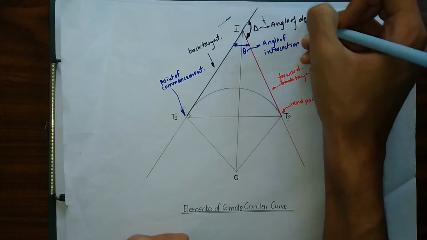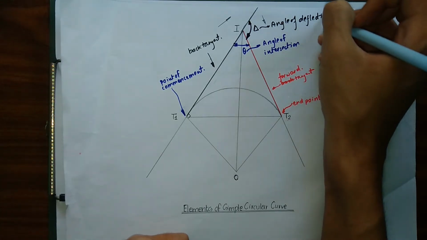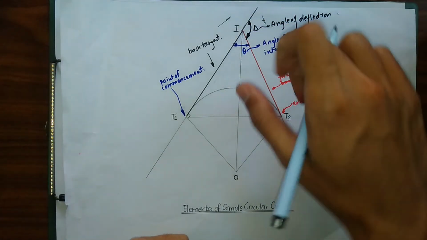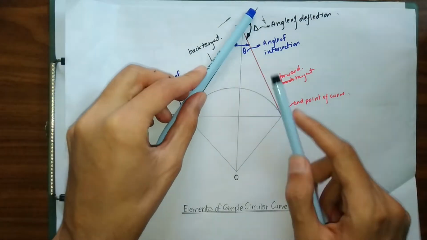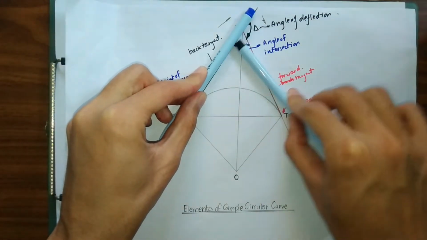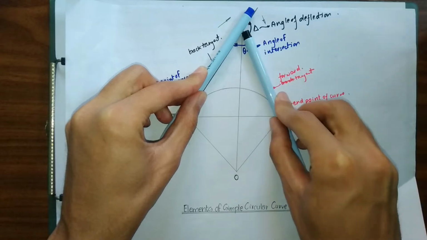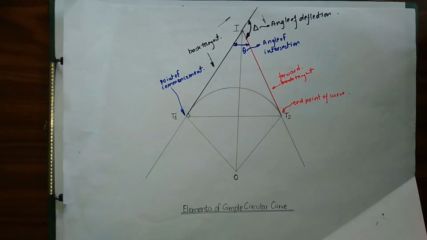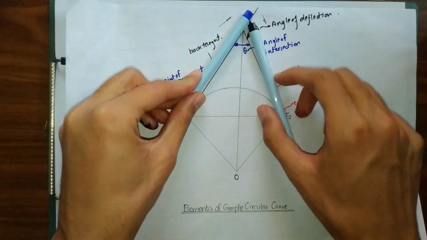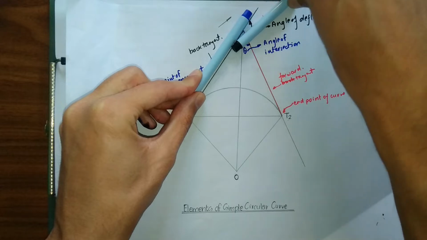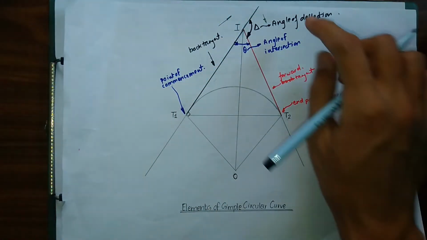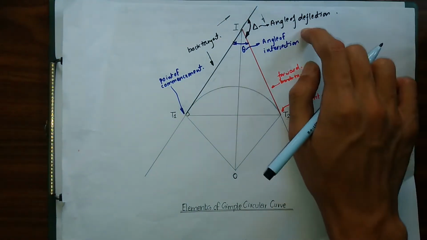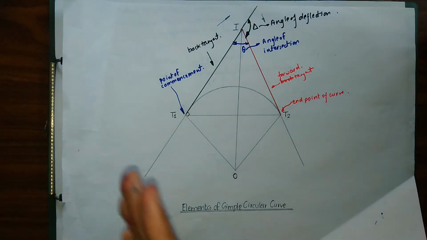As per our definition, it is the angle by which our forward tangent turns. With reference to this line, this is our forward tangent, and by how much it has turned, an amount of delta, is known as our angle of deflection. Right now our angle of deflection is in the right direction, but it can be in the left direction as well when our alignment is in the opposite direction.